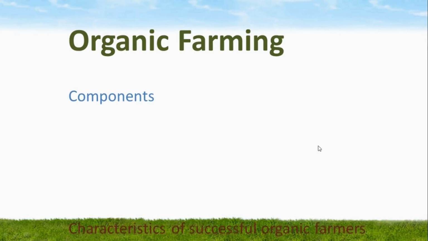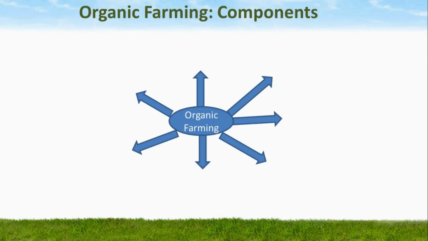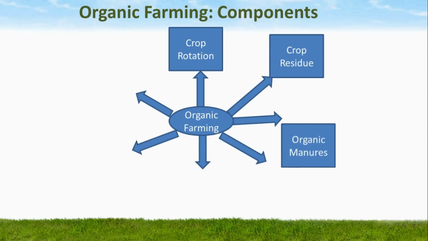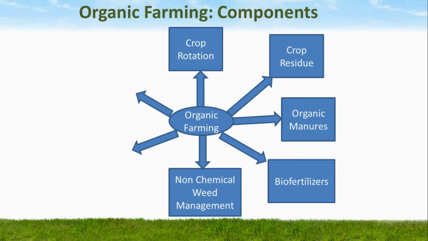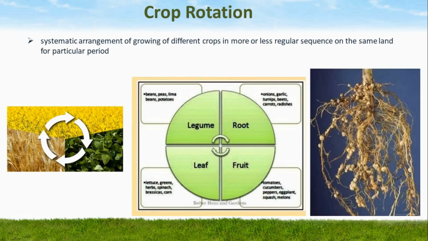Dear friends, in this third video, we will study components of organic farming as well as characteristics of successful organic farmers. Organic farming has different components such as crop rotation, crop residue, organic manures, biofertilizers, non-chemical weed management, biopesticides, and biodiversity. First component is crop rotation.